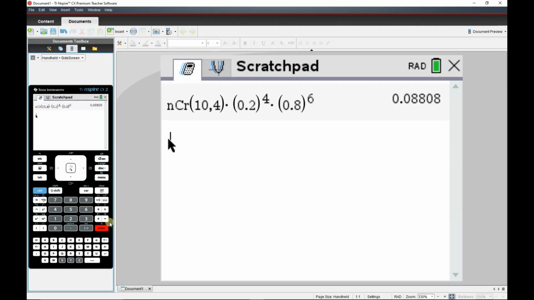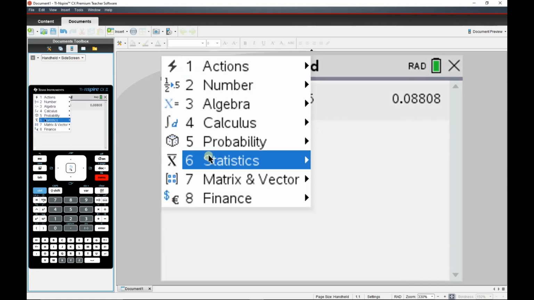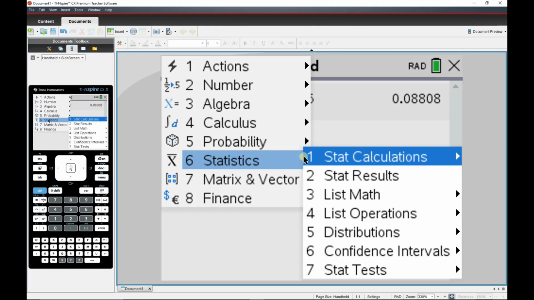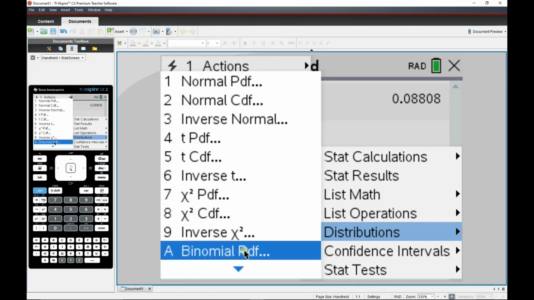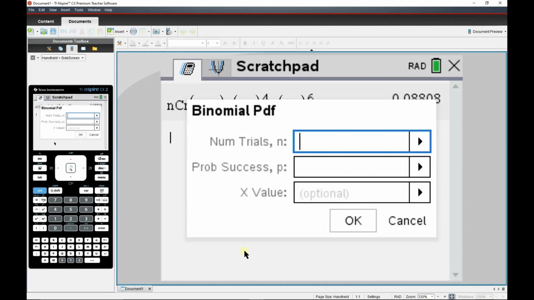Nice, nice. So let's go ahead and see the other way that the calculator can do it. That will be under menu. Remember, it was menu, and then 6, and then 5 for distributions, and then we had to pick the letter A because they actually ran out of digits. There were so many operations under distribution, so we're going to pick binomial PDF.